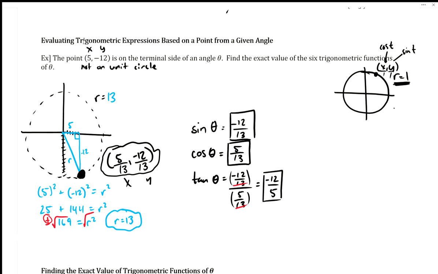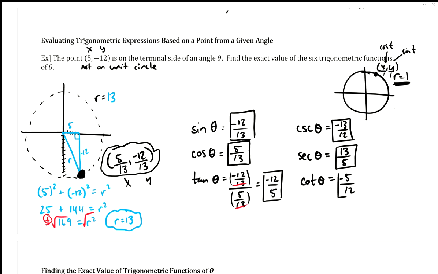And then now that we have those 3, we can get the reciprocals. So we've got cosecant of theta, secant of theta, and then cotangent of theta. Okay, so cosecant of theta, just flip sine of theta's answer, so negative 13 over 12. Secant of theta's answer is to flip cosine's answer, so 13 over 5. And then cotangent of theta is to flip tangent of theta's answer, which is negative 5/12. There we go. So there's all the six.